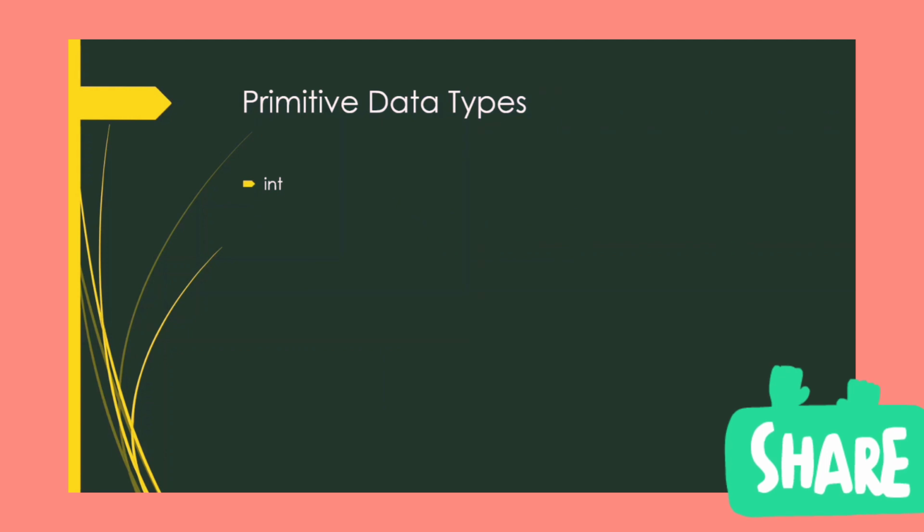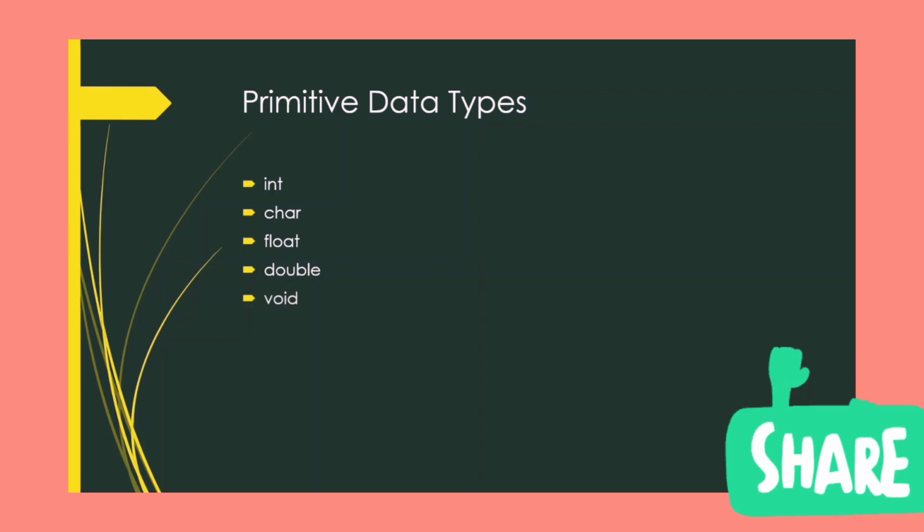First is integer, which is used to store whole numbers that can be 0, positive or negative values, but we cannot store any decimal values using the int data type. Next is char, which is used to store a single character. Float is used to store decimal numbers with single precision, while double is used to store decimal numbers with double precision. Float takes up about 4 bytes of memory space, while double takes up about 8 bytes of memory space.